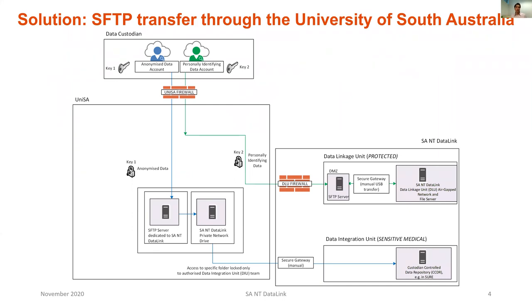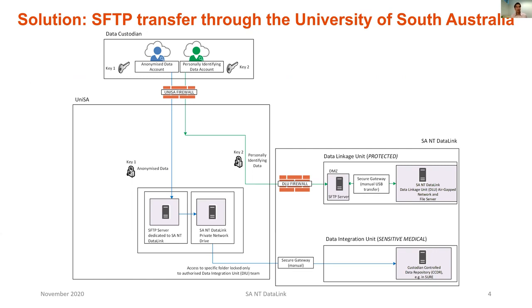The solution SANT DataLink is considering is to develop a secure file transfer solution via Secure File Transfer Protocol, or SFTP, in collaboration with the University of South Australia, who administers SANT DataLink. As most of you would know, data linkage projects involve two distinct data types. Firstly, personally identifying data, illustrated in green in this diagram, and secondly, anonymized content data, highlighted in blue.